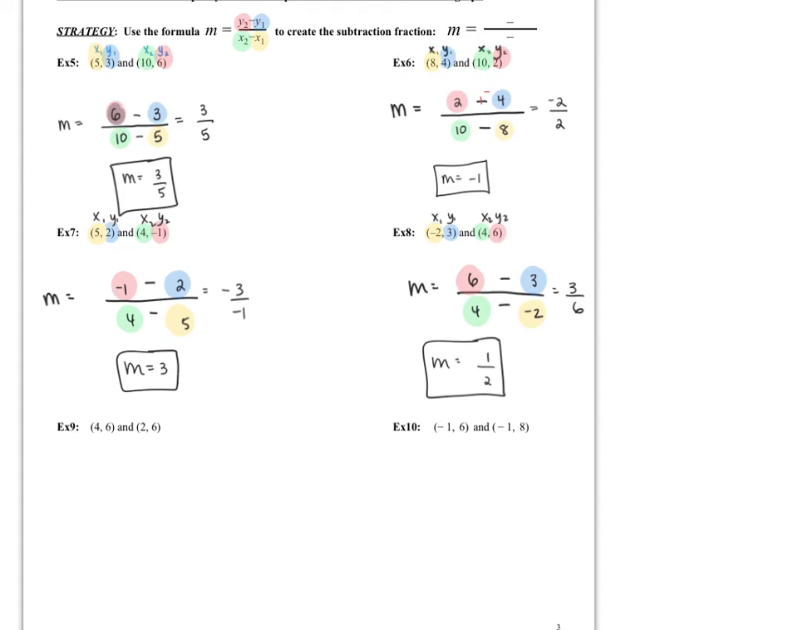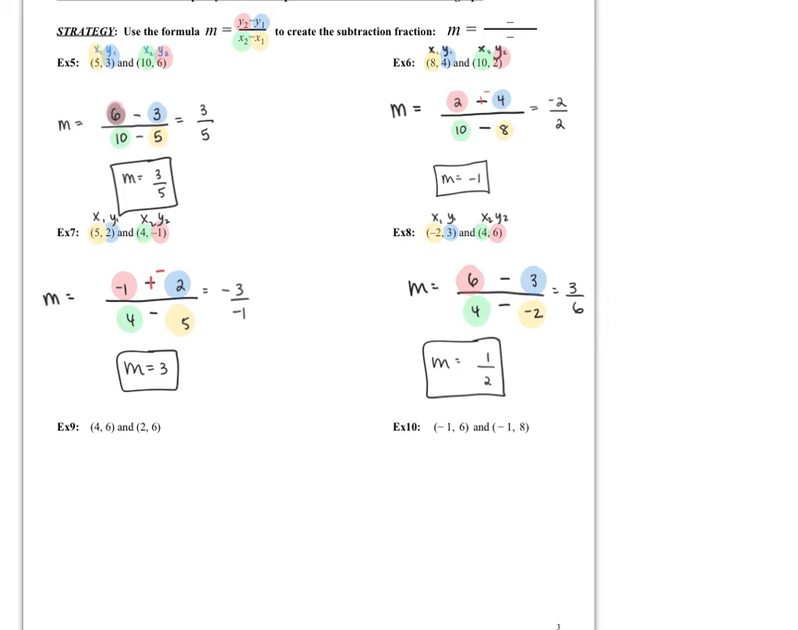So on example 7, for y2, I've got -1 minus 2, which I could do keep change opposite to get -3. And for x2, it's 4 minus x1, which is 5, which is -1. -3 divided by -1 is +3.